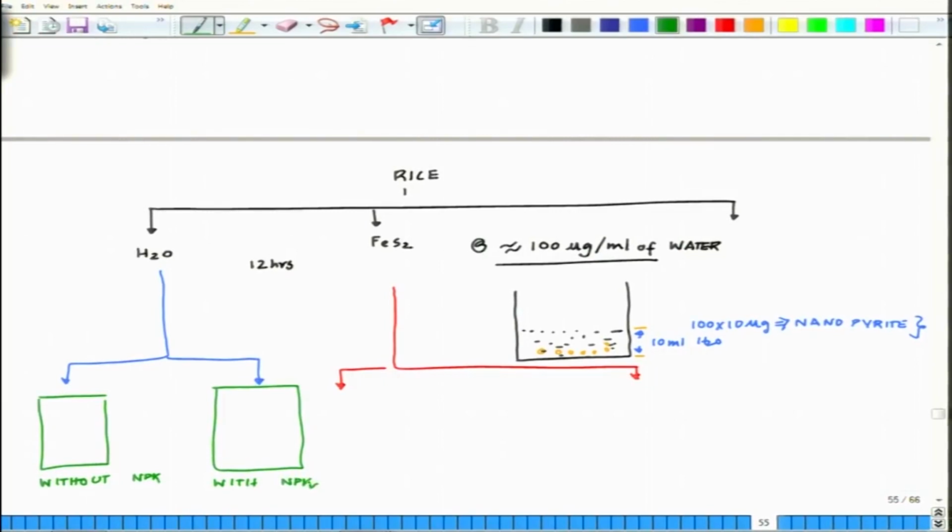Now, these two sections, FeS2 treated, were also done the same way: without NPK treatment and with NPK treatment. So, you observe there are 4 different categories: simple water treatment of the seeds divided in 2 parts.